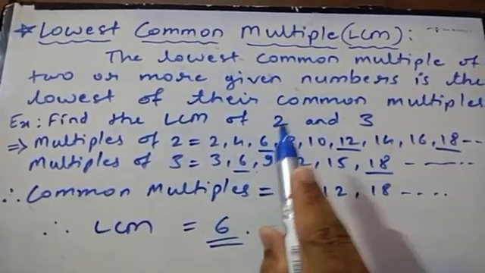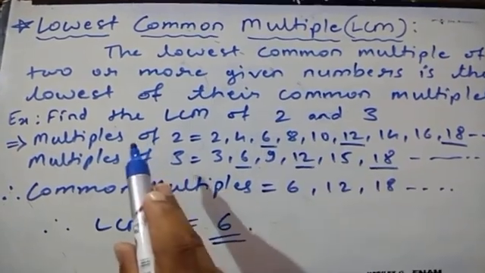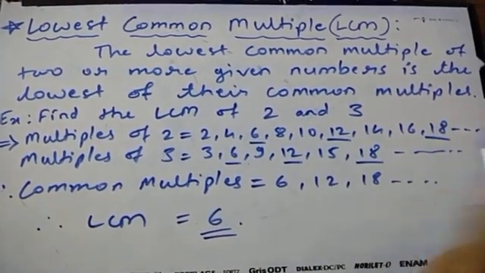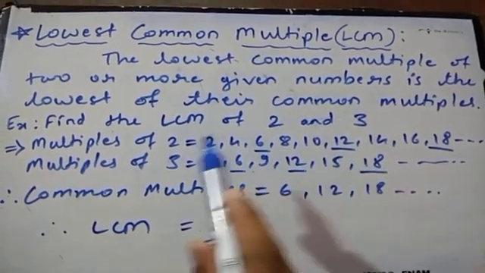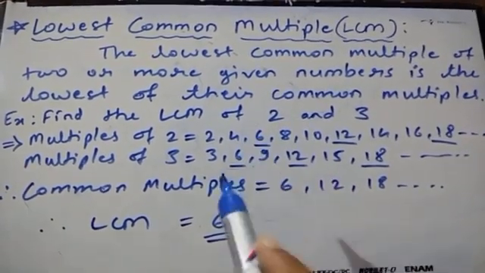To find the LCM of 2 and 3, first we will find out multiples of 2 and 3 separately. So first write down multiples of 2: 4, 6, 8, 10, 12, 14, 16, 18 and so on. Multiples of 3: 6, 9, 12, 15, 18. Means tables of 2 and 3 we have to write here. These are the multiples of 2 and 3 we wrote separately.